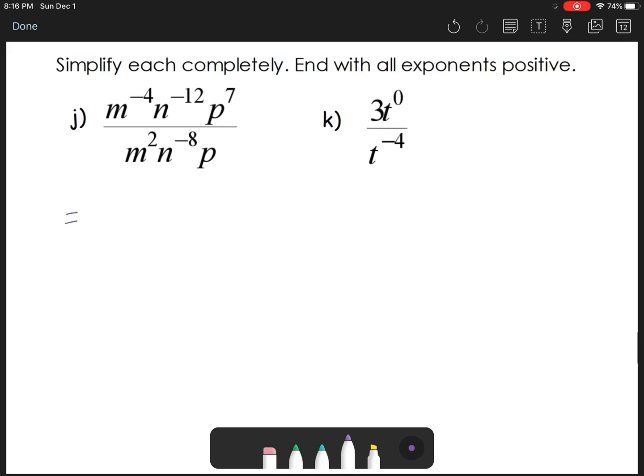So I'm going to start by combining my exponents. Since this is our quotient rule, we'd be subtracting them. So I'd have m to the negative 4 minus 2, which would be negative 6. Then I'd have n to the negative 12 minus a negative 8, which is really negative 12 plus 8, which would be negative 4. And then I'd have p to the 7th minus p to the 1st, which would be p to the 6th.